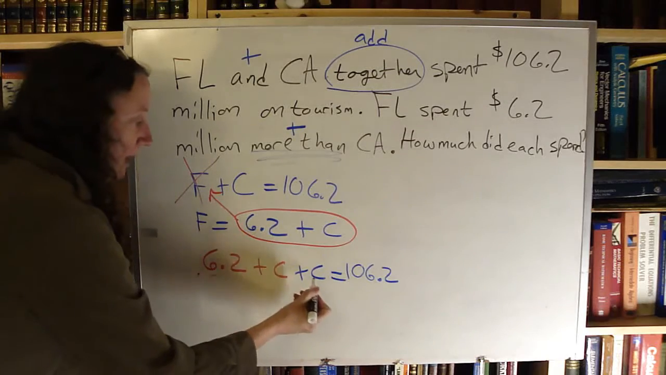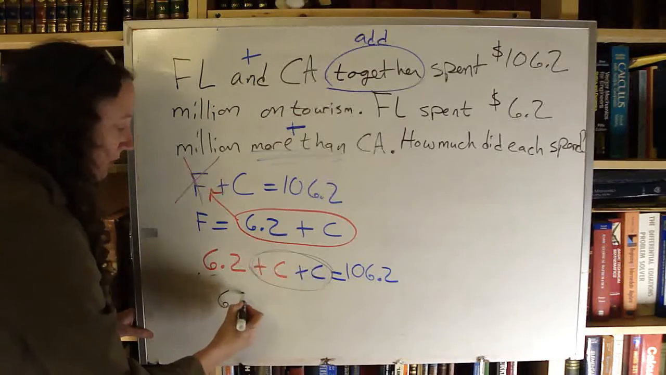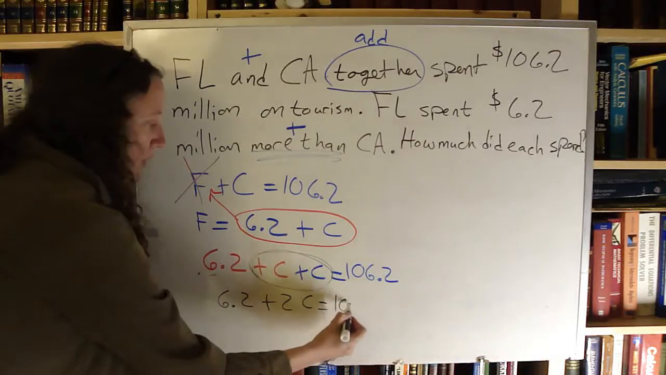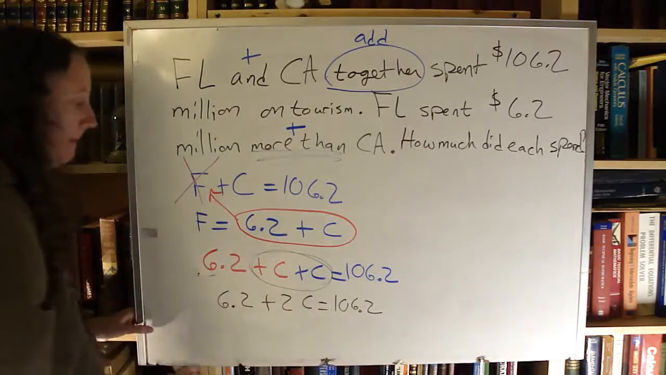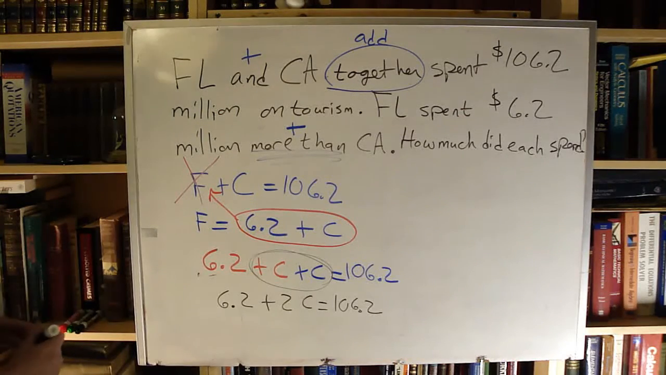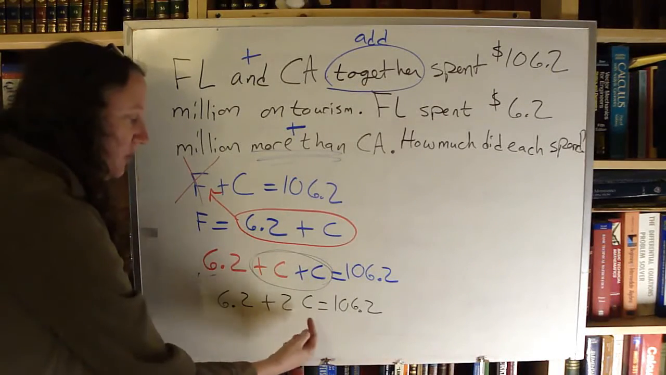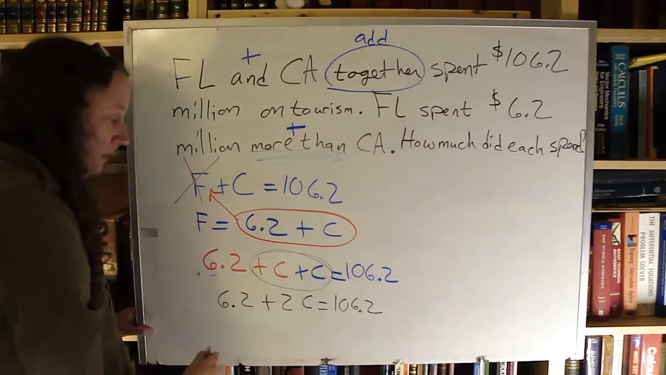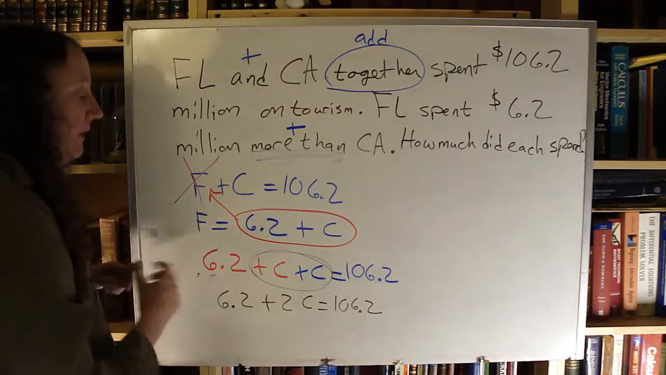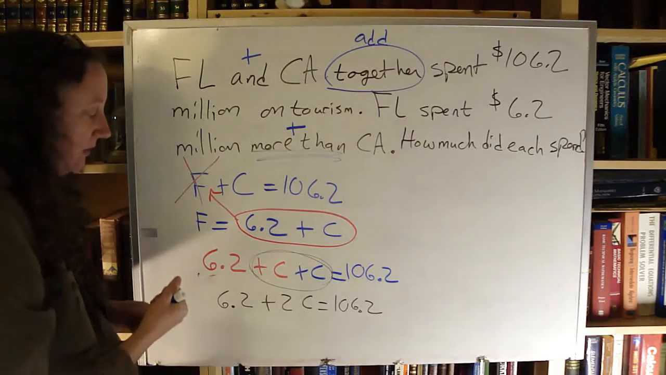Next, I need to combine my like terms. So I have 6.2 plus 2C equals 106.2. Start solving this. How many times do I see my C showing up? Only one time. So I'm good to go with my order of operations now. I'm moving things from one side to the other, so I need to go backwards. I need to start with my add subtract.